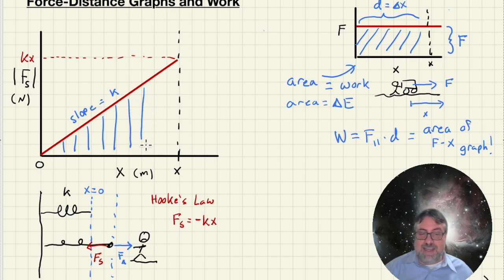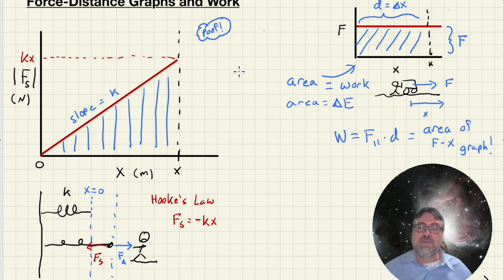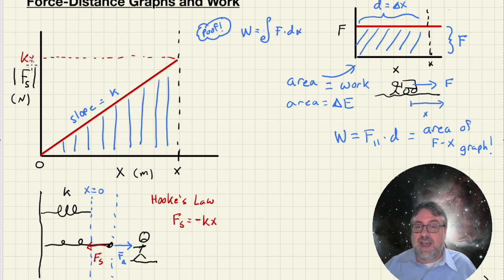Now, technically in calculus, this would be called doing an integral across the x. And remember, my poof operator is an indication that calculus is being done behind the scenes. In calculus, I would say that the work done is equal to the integral of the force times the change in distance. In most first-year physics high school classes, or in AP Physics 1, an algebra-based college class, we would not necessarily do this integration.